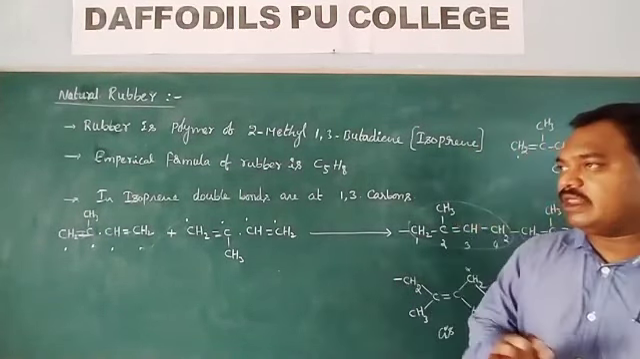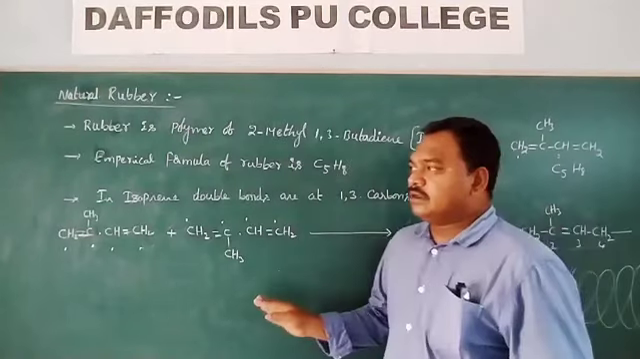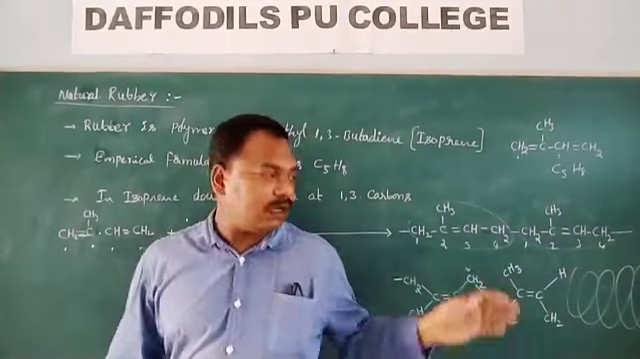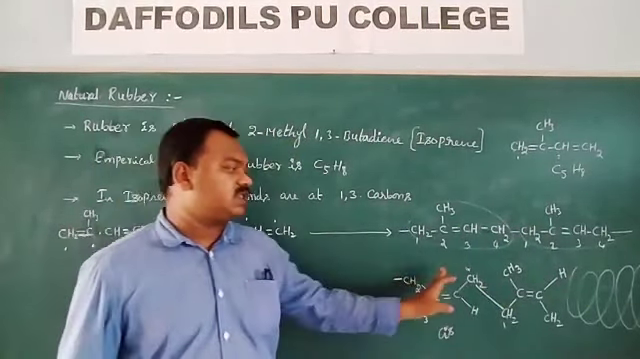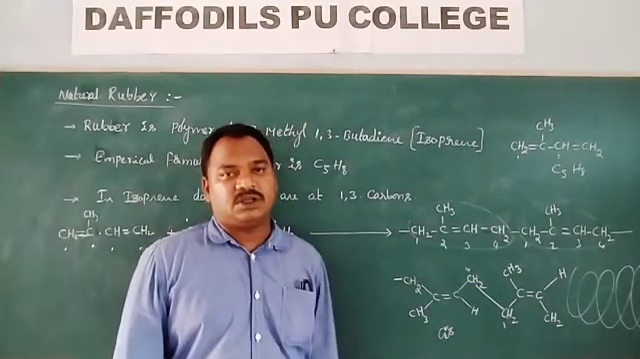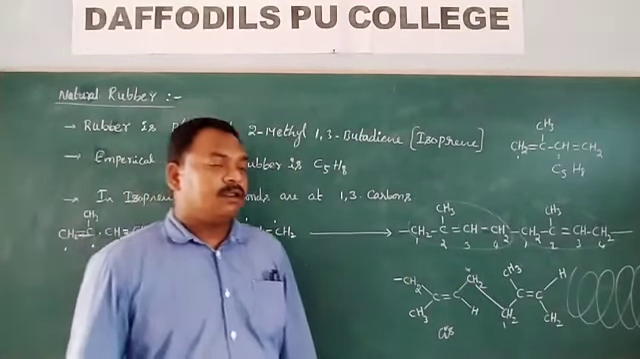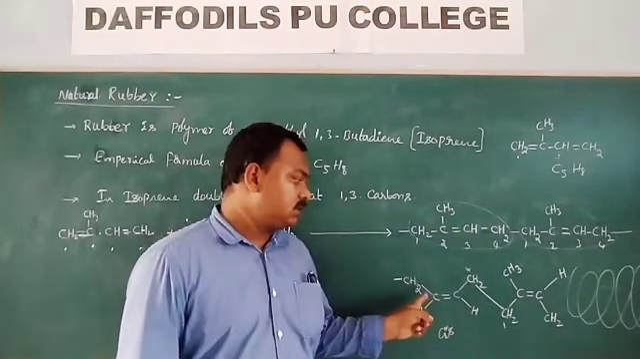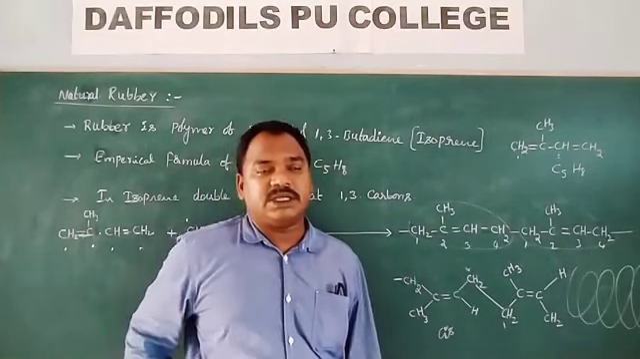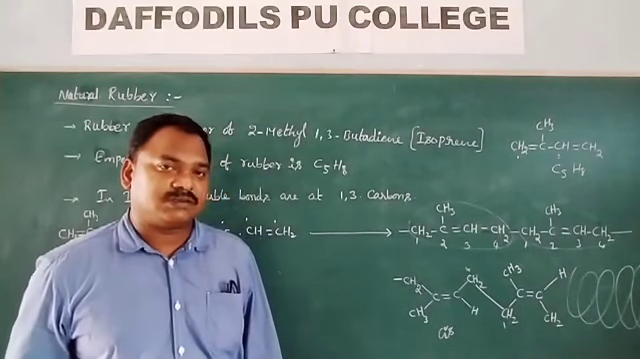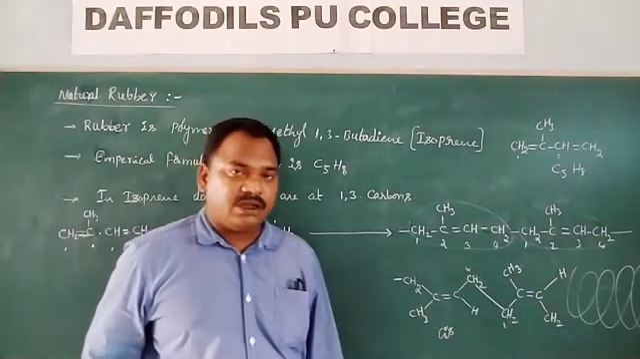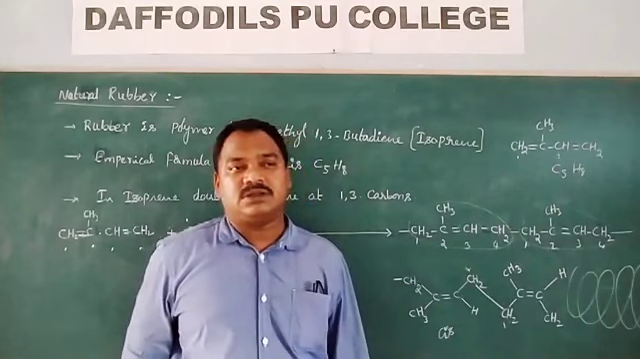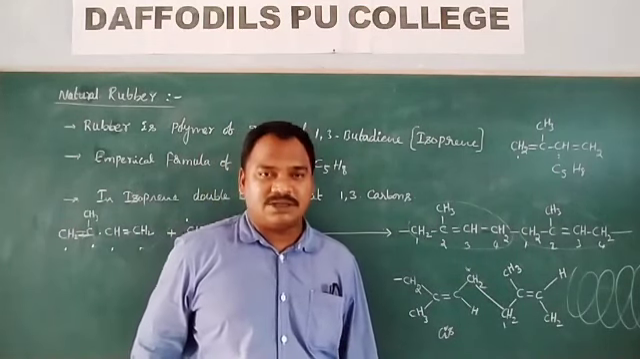Okay, I will tell you another point. So in rubber, isoprene units are in which configuration? Cis configuration. There is a rubber in which the isoprene units are present in trans configuration. Such kind of rubbers are known as gutta percha.